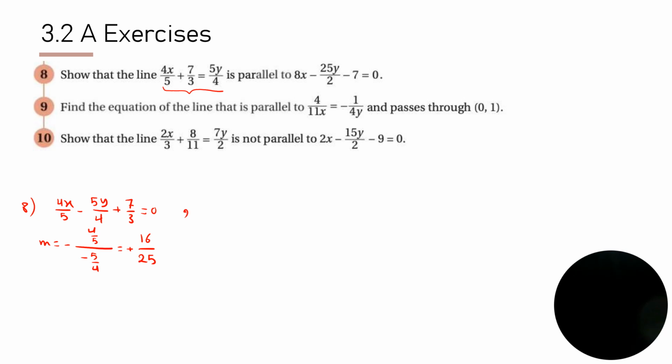Okay, the second line, 8x minus 25y over 2 minus 7. For the gradient of that one, because that's in general form, you just need to apply the formula. It's going to be negative coefficient of x, which is 8, over negative 25 over 2. Okay, if you simplify it using a calculator, you will get the answer positive 16 over 25, which shows that they are parallel because the slope of the first one and second one are equal. Therefore, they are parallel.